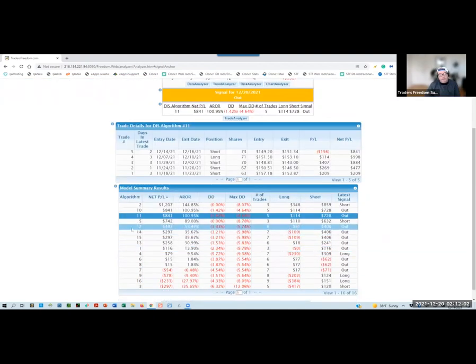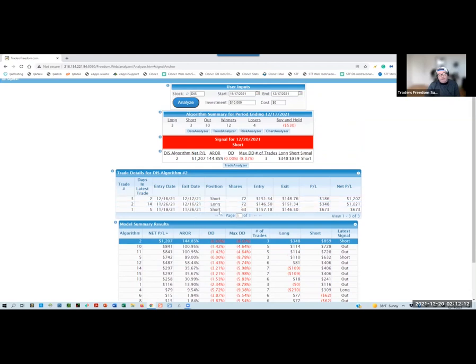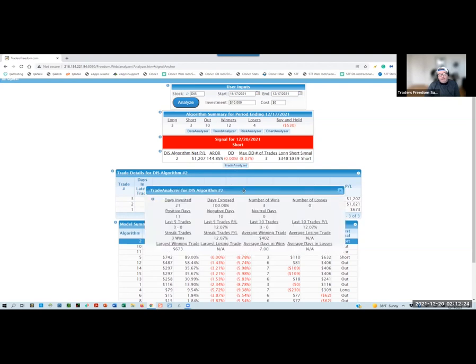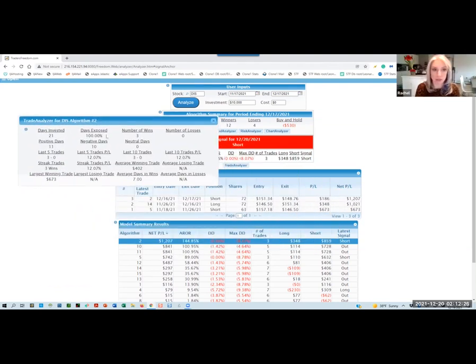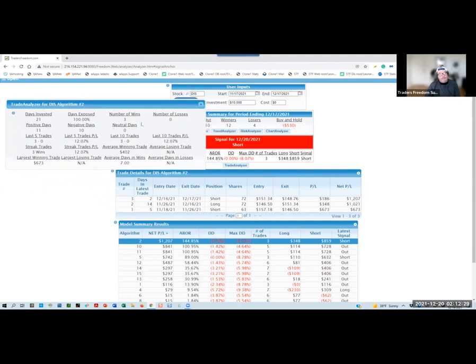Let's look at number 2. It has 3 trades. It went short, long, short. If we look at the dates, it goes from the 18th to the 26th, from the 26th to the 16th, from the 16th to the 17th. And if we look at the trade, you were in it most of the time, all of the time. Yeah, 100% of the time. But it had 3 winners and 0 losses, and it was just always right.